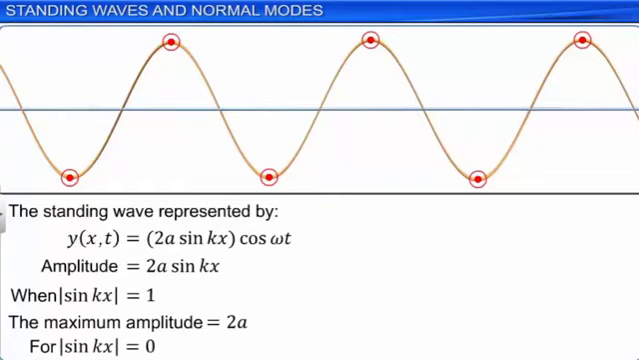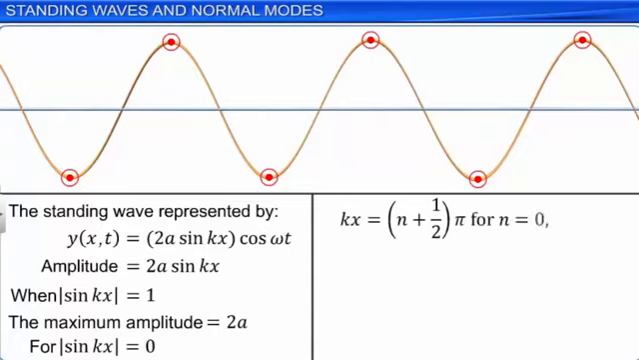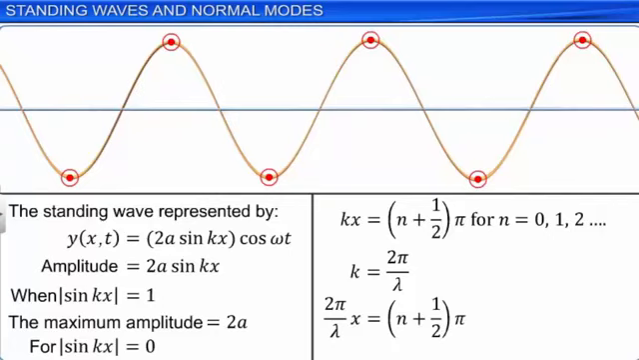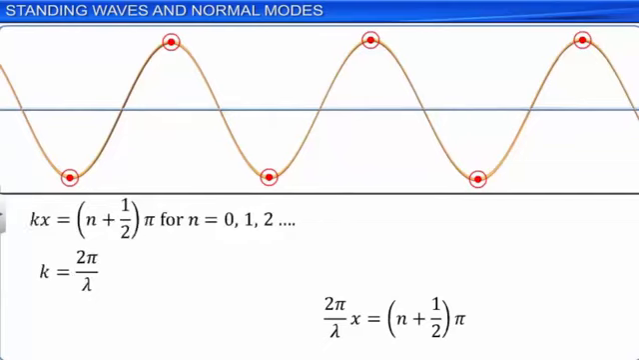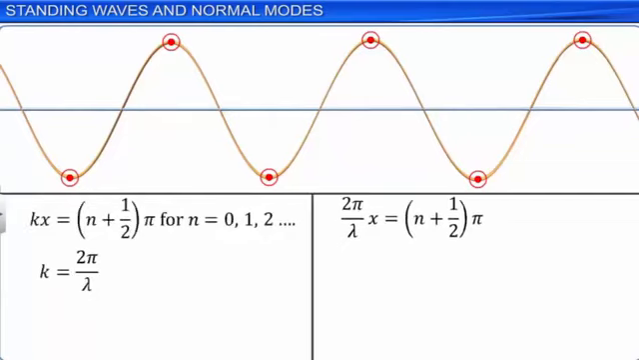Substituting the value of k in the above equation, we get 2 pi by lambda into x is equal to (n plus 1 by 2) pi. By rearranging the above equation, we get x is equal to (n plus 1 by 2) lambda by 2, for n is equal to 0, 1, 2 and so on. Let this be equation 1. Equation 1 gives the position of maximum amplitude of the resultant standing wave. These positions are called the antinodes. The distance between two consecutive antinodes is lambda by 2. They are located midway between two consecutive nodes.